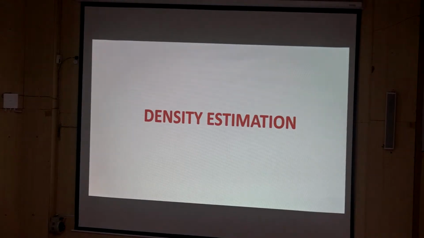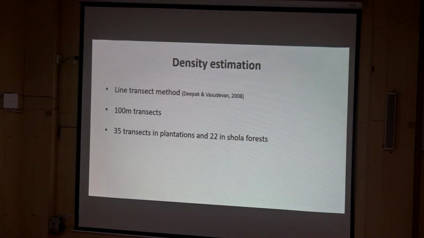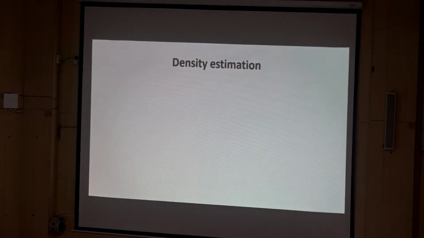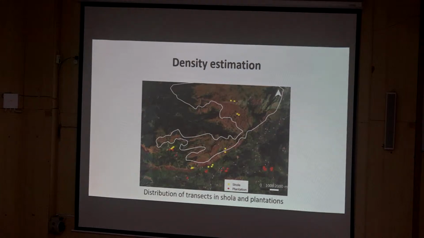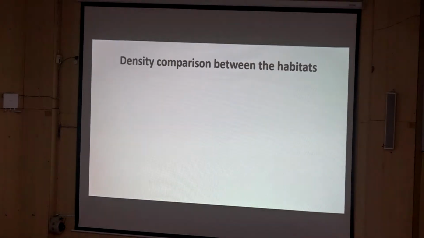Coming to density estimation, which is one of the major objectives of this study. We used line transect methodology for density estimation. We laid 100-meter transects, 35 transects in plantations and 22 transects in Shola forest. We did 3 to 5 temporal replicates in each transect, and the data was analyzed using Distance software. This shows the distribution of transects in Shola and plantations. The yellow dots indicate transects in Shola, and red dots indicate transects in plantations.